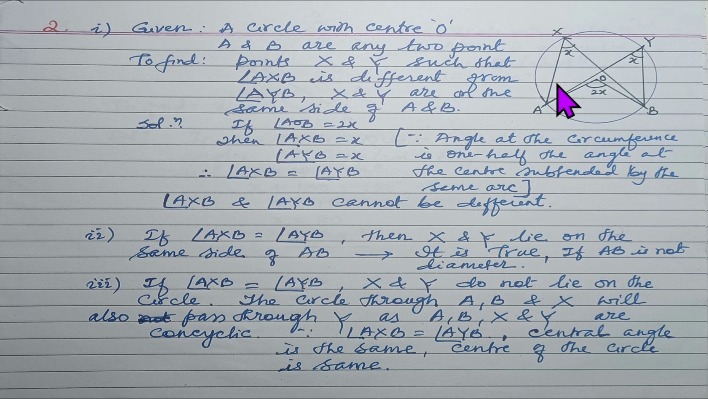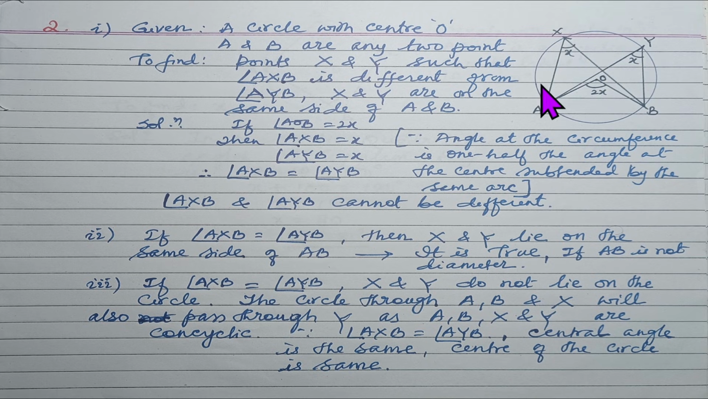Now if angle AXB is equal to angle AYB, then x and y do not lie on the circle. Let us assume that x and y do not lie on the circle. Then is it possible that angle AXB is equal to AYB? If x and y do not lie on the circle, it is not possible that AXB and AYB are different. They are definitely equal. So the circle through ABX will also pass through Y, as ABXY are concyclic.